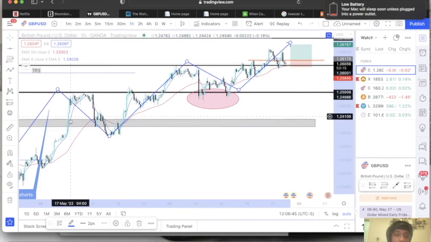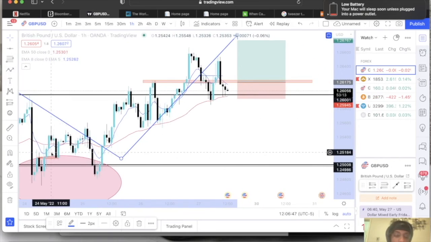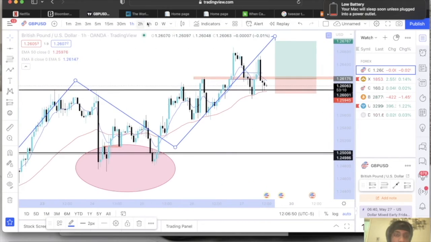So basically, remember overall weekly uptrend, daily uptrend, 4 hour uptrend. What that is telling me is buys.